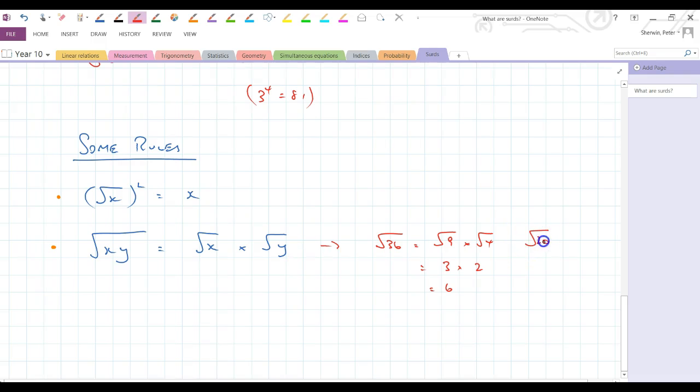If I've got the square root of 20, I can write that as the square root of 4 times the square root of 5. Now I've chosen 4 because that's a square number. Now that's equal to, square root of 4 is 2. Square root of 5 can't be reduced.